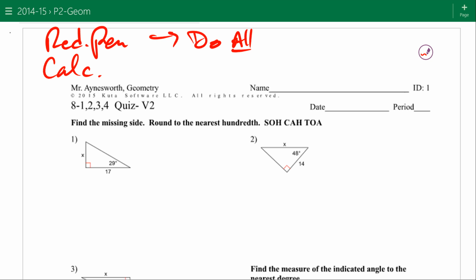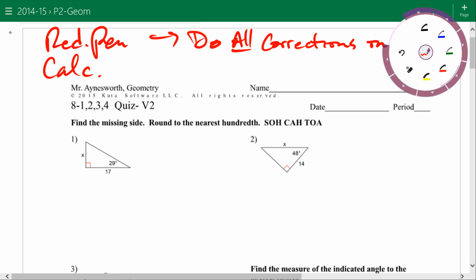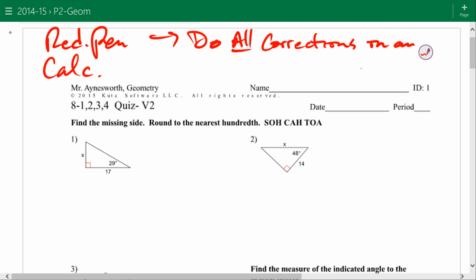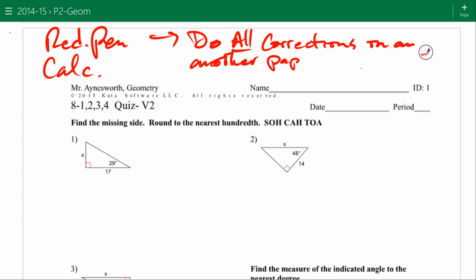All corrections on another paper, and attach when done. Remember, do a really good job. Otherwise, I'm not going to allow anyone to retest. You've got to do a good job. Okay.